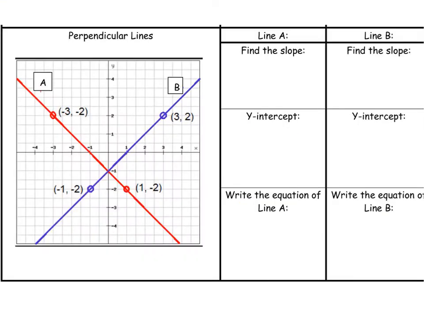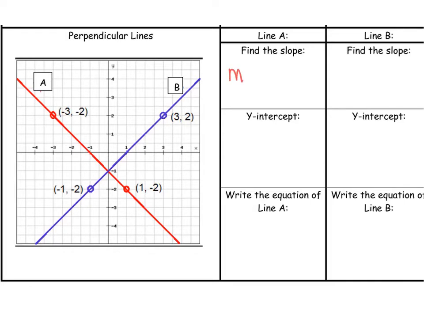Now we're going to take a look at perpendicular lines. We have line A and we have line B. Same thing, go ahead and find the slope, the y-intercept, and write the equation of line A. Find the slope and the y-intercept of line B and write the equation for line B. Go ahead and pause the video and then check your answers.